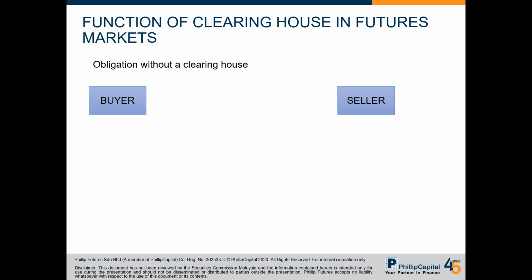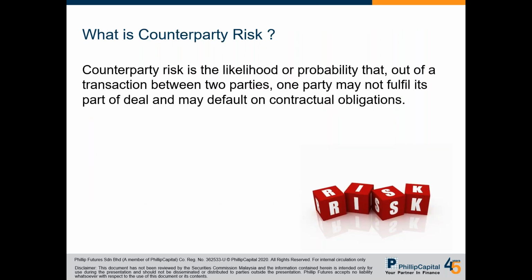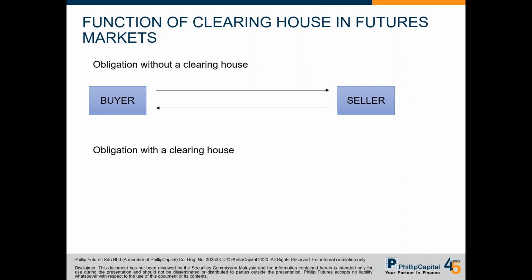Okay, based on the diagram, in an obligation without a clearing house, the agreement will be only between the buyer and the seller. Hence, counterparty risk will occur. But in an obligation with a clearing house, the clearing house enters the picture after the buyer and the seller execute a trade. Its role is to complete the step that finalizes and then validates the transactions.